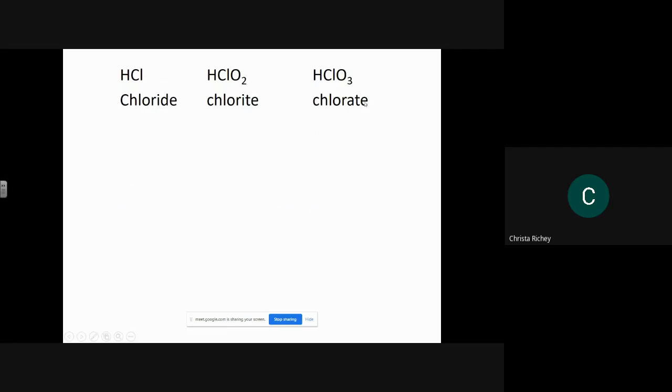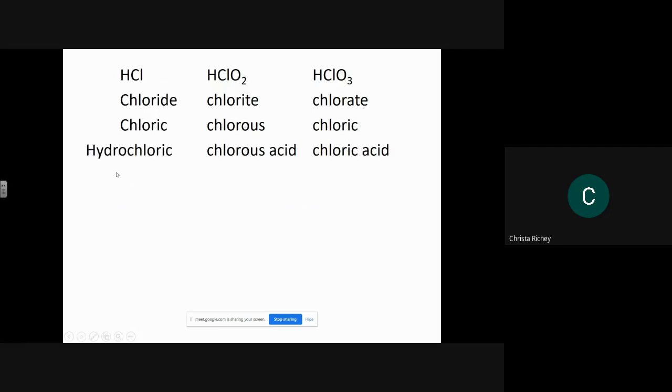Ide and ate become ic. Ite becomes ous, not like US, ous. All of them are going to get acid. The only one that's going to get a prefix is the ide. So chloride becomes chloric, chlorite becomes chlorous, chlorate becomes chloric. The only one that gets a prefix is going to be this one, because it's the ide. And then they all are going to end with acid.